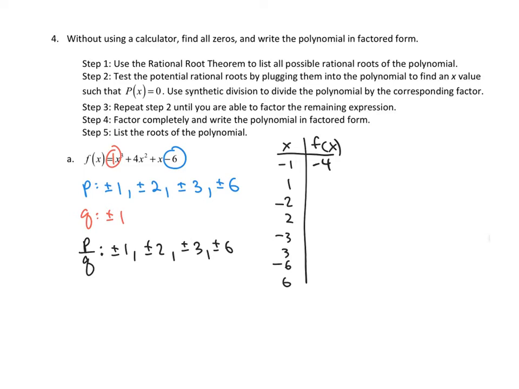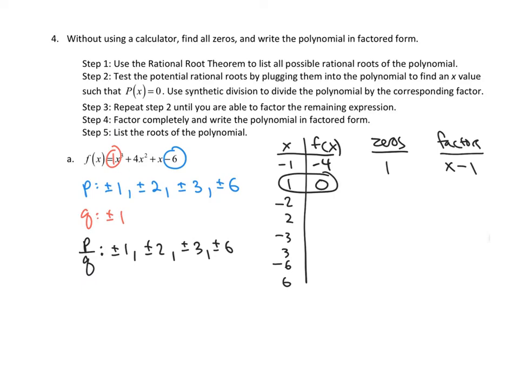Then I try plugging in 1. When I plug in 1, I do get 0. So I found one. 1 is a 0 of the polynomial. Now I'm not going to keep going and find others. Instead, I'm going to use synthetic division. So remember, my goal is to find the zeros and the factors. And I know that 1 is a 0, and that means that x minus 1 is one of the factors.